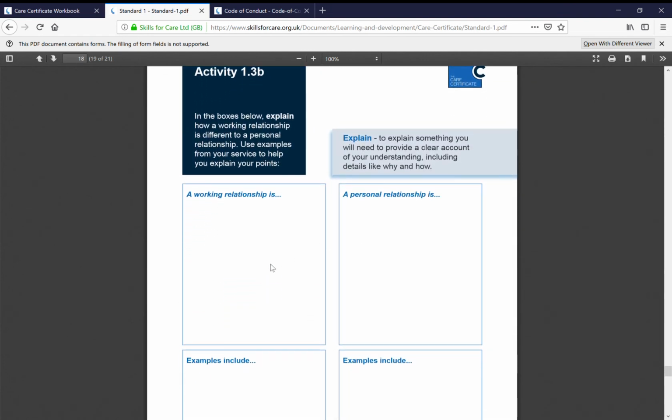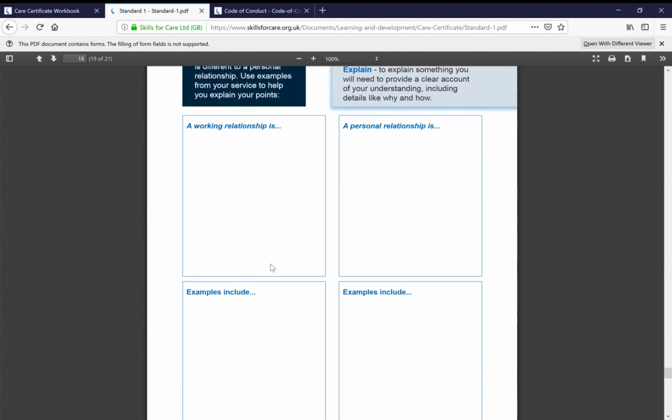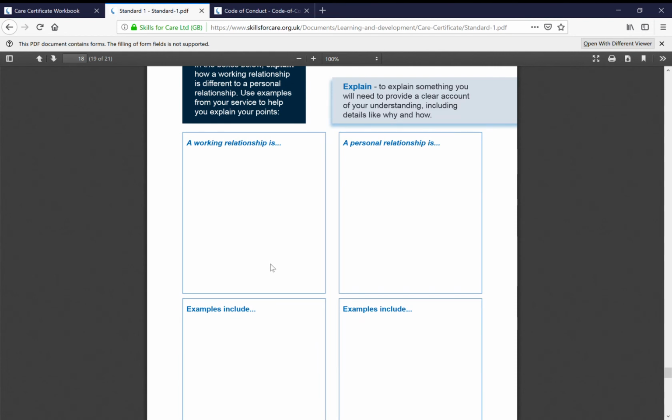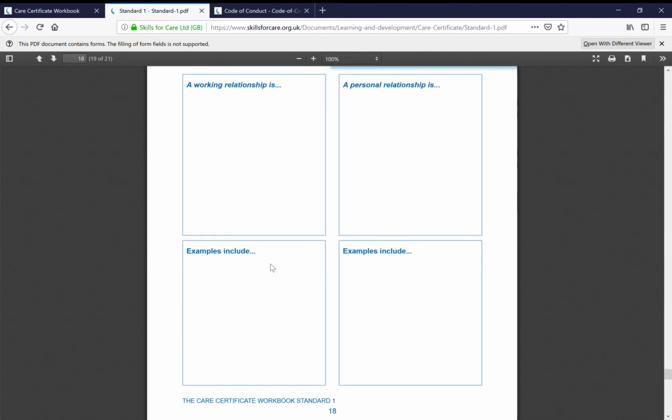Activity 1.3b. So in the boxes below, explain how a working relationship is different from a personal relationship. Use examples from your service to help you explain your points. So again, with an explanation, we're not just looking for bullet points, we're looking for more information to help demonstrate that you've got an understanding. So what is a working relationship? What is a personal relationship? And what examples may they have?